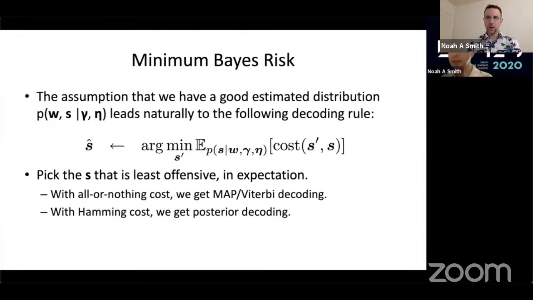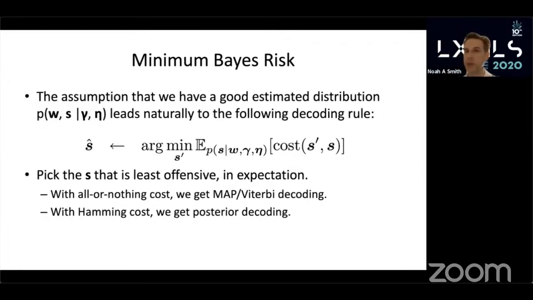Both of these can be unified using the concept of minimum Bayes risk, which says, assume we have a good estimated distribution over words and state sequences. The general decoding rule that you should use is to pick the sequence that minimizes the expected cost of your choice. Pick the S prime who, under your beliefs about what the states are, on average under that distribution will have the lowest cost. Pick the S that's least offensive in expectation, but you can't talk about how offensive each label sequence is without knowing how much cost you would pay if you made that choice. So with the all or nothing cost, you get MAP, or Viterbi decoding, under this decoding rule, and with Hamming cost, you get posterior decoding.